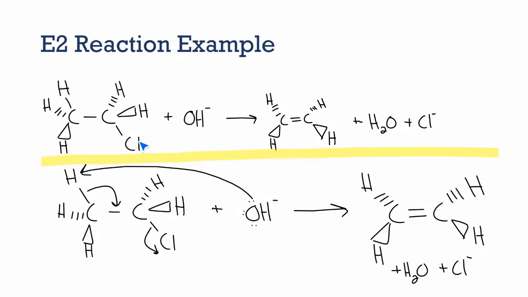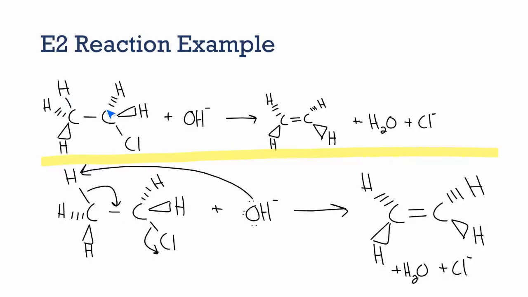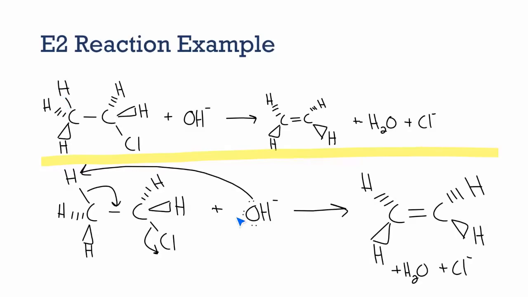But here we have the chloro group, which is the leaving group, and then these two carbons and the hydrogen, all in the same plane. They're all connected by a straight line, but they're on opposite sides of this C-C bond. So this is anticoplanar. What will happen is, instead of making a carbocation, it happens all in one step.